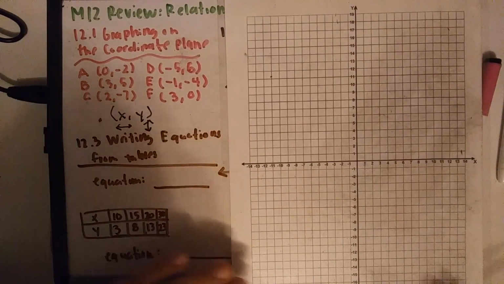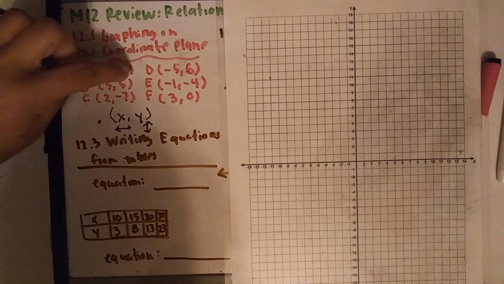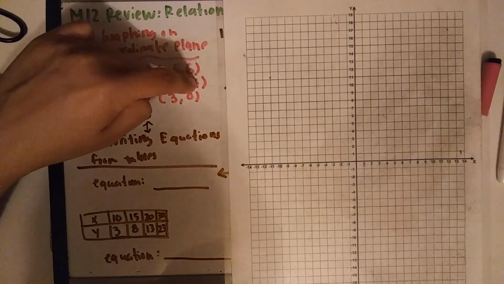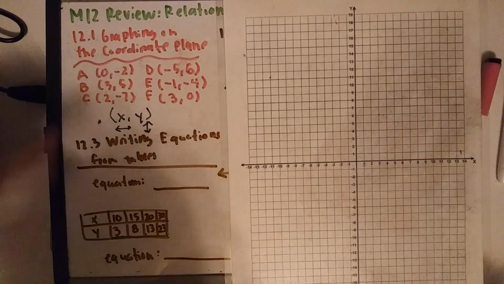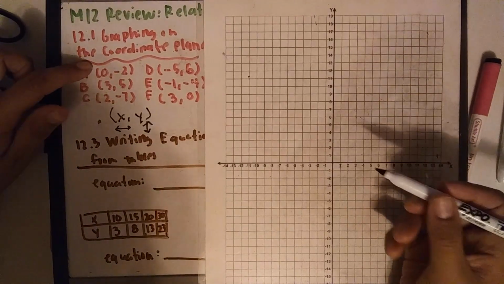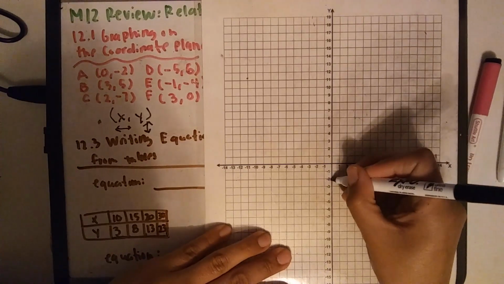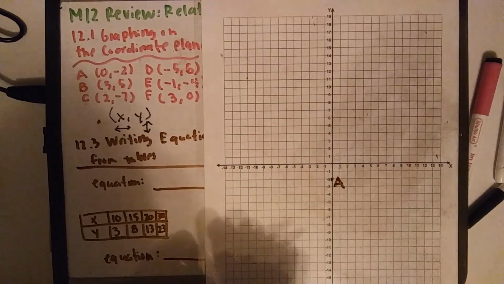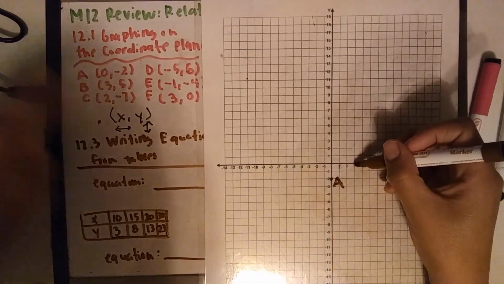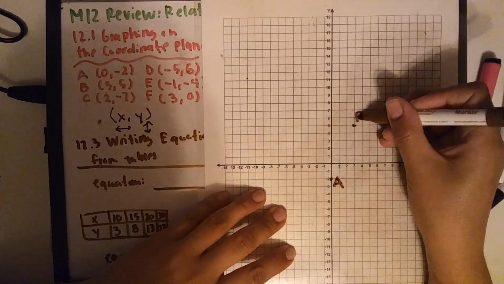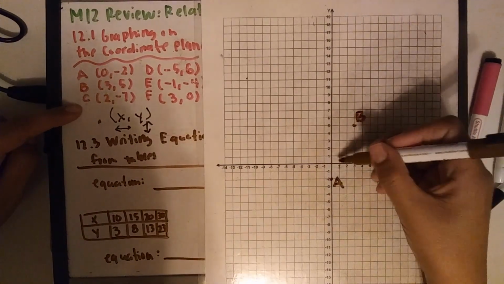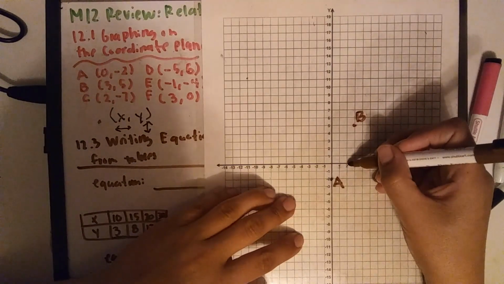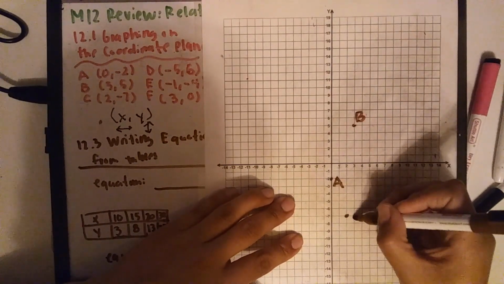So let me go ahead and plot. Remember, this is my x, this is my y, x, y values, x coordinate, y coordinate, okay? So A, I don't go anywhere to the right or to the left, but I go down 2. So this is A. B, I run 3, and then I go up 5. So this is B. C, I go to the right 2, because I'm running positive, and I'm going down 7. 2 comma negative 7 goes right here.